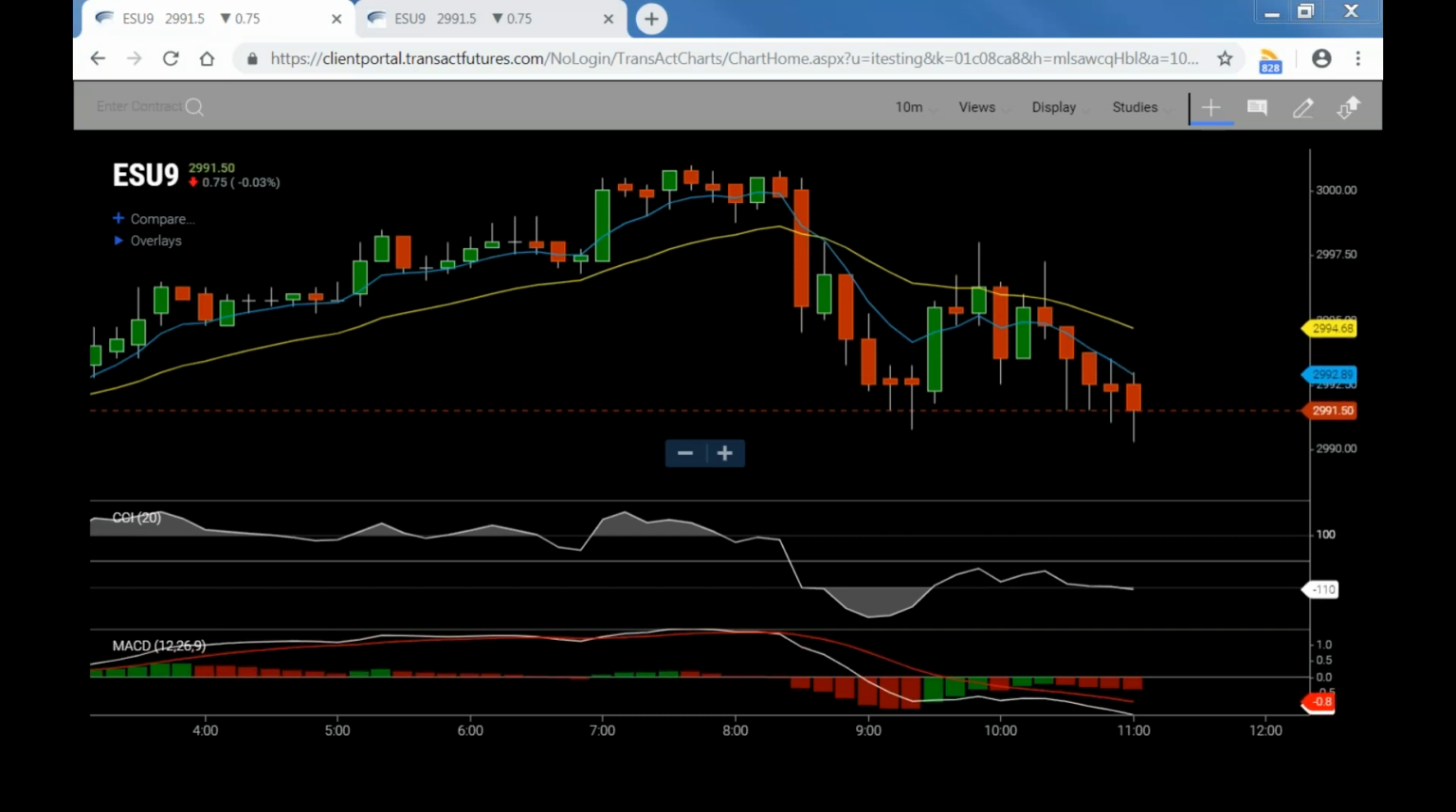Tom asks, are orders held at the CBOE or on our computer? Orders are held at the exchange. They're not on your computer.